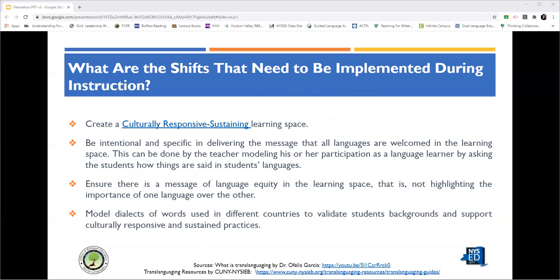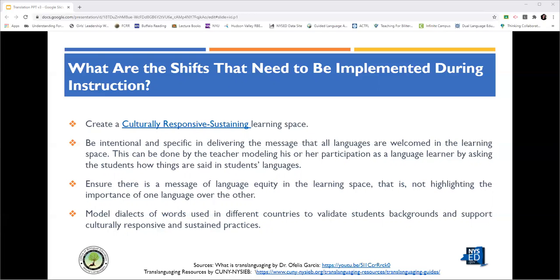Remember that there's some shifts you need to implement during instruction to help you when you're bridging languages. So you want to consider, how are you creating a culturally responsive, sustaining learning space? Like we just mentioned, are you being intentional about possibly learning some things about your students' culture or learning some words in their first language? You can be intentional and specific in delivering the message to students that all languages are welcome in your classroom.